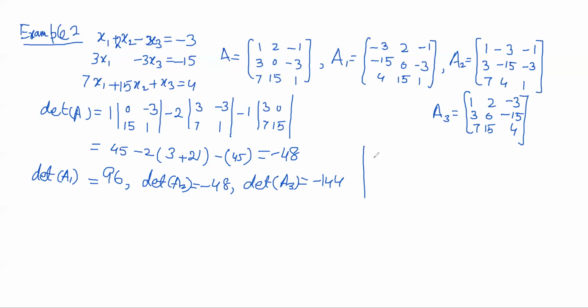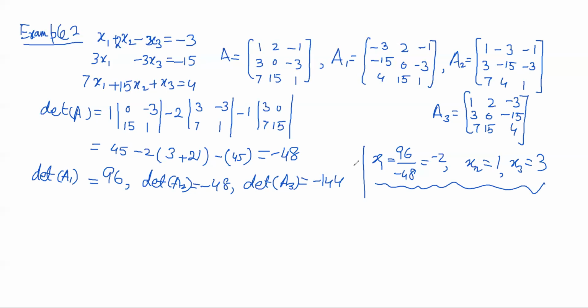Then x1 will be 96 over minus 48, so it will be minus 2. Similarly, x2 will be 1, and x3 will be 3. So this is the answer, minus 2, 1, and 3. For example, if I put these values over here, minus 2, minus 6, and then minus 6, minus 9, minus 15. And of course, I think the answers are correct.